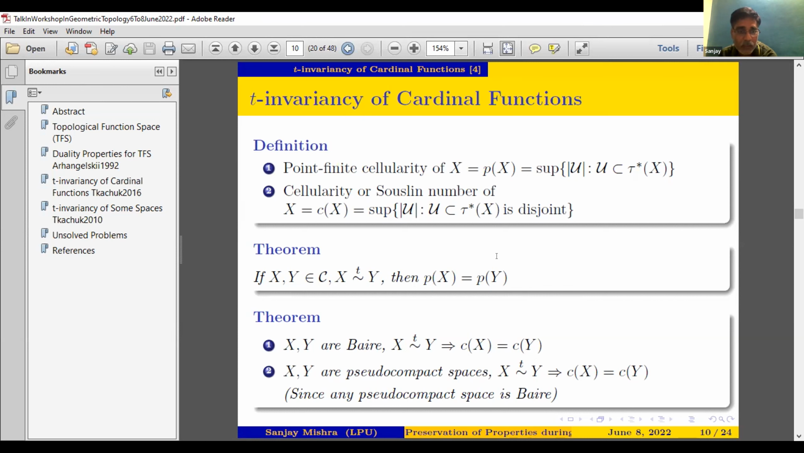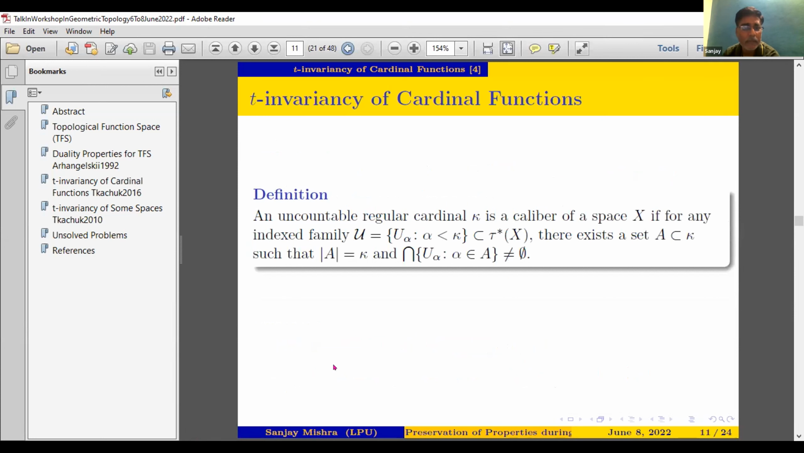So if X and Y are Baire spaces and X and Y are T-equivalent, then the cellularity of X and Y are the same. So you can say that cellularity is also a T-invariant, but under certain conditions: your topological space must be Baire. Another thing is that it is also possible when it is a pseudocompact space, because every pseudocompact space is Baire. So you can also see this. This is a particular result of the first theorem.